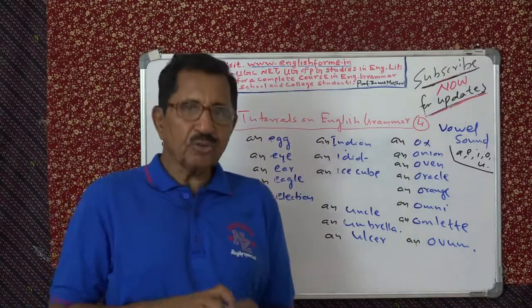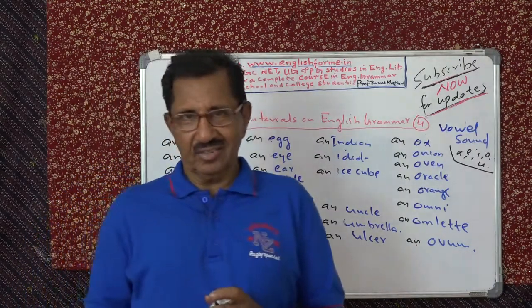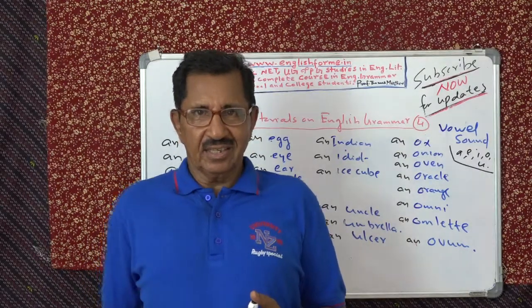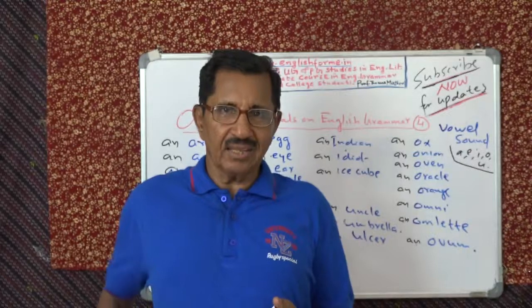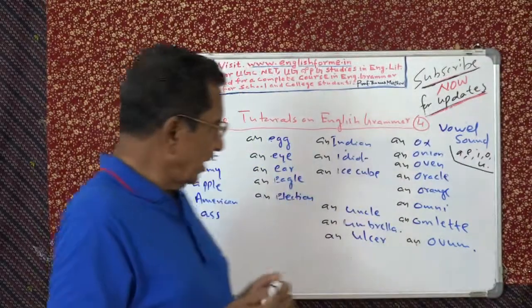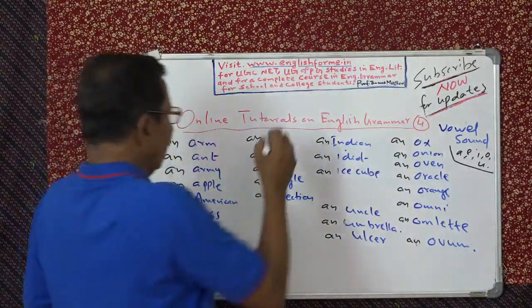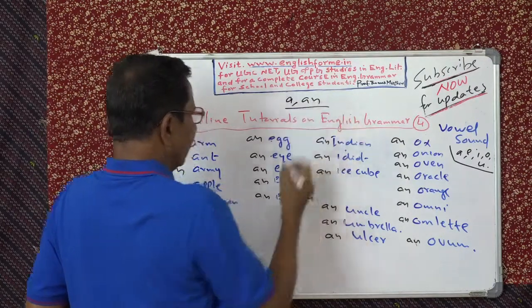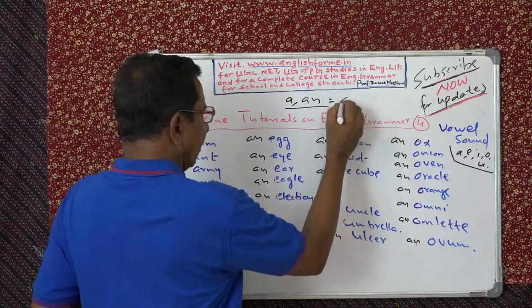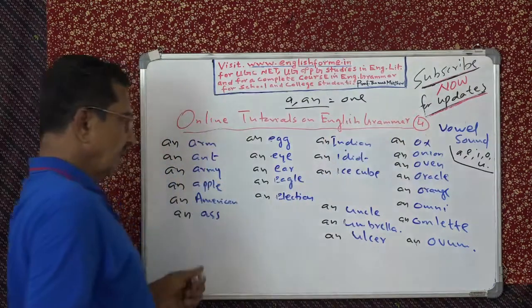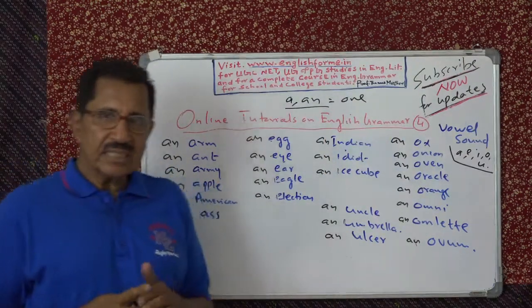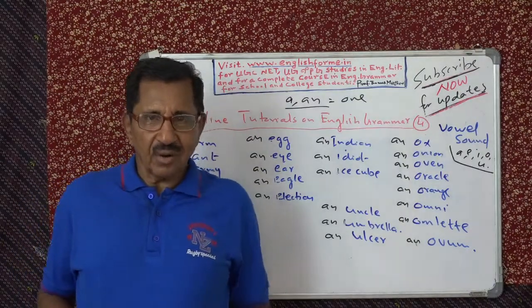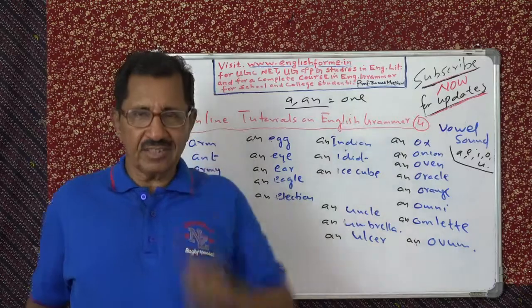So, there are two words in English, two articles in English with the same meaning. What is the meaning? One. And those articles are, one is a and the other is an. Both have the same meaning, one. Both are used with the singular nouns. Both are used with the count nouns, but difference.